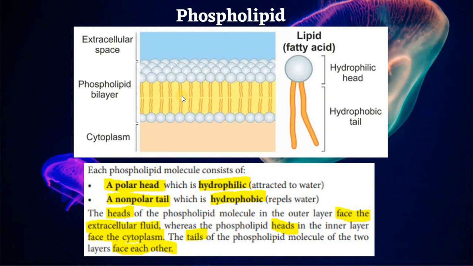Make sure you can remember phospholipid consists of two parts, which are the hydrophilic head and the hydrophobic tail. The hydrophilic head refers to the polar head, which is attracted to the water. And the hydrophobic tail refers to the non-polar tail, which repels the water.